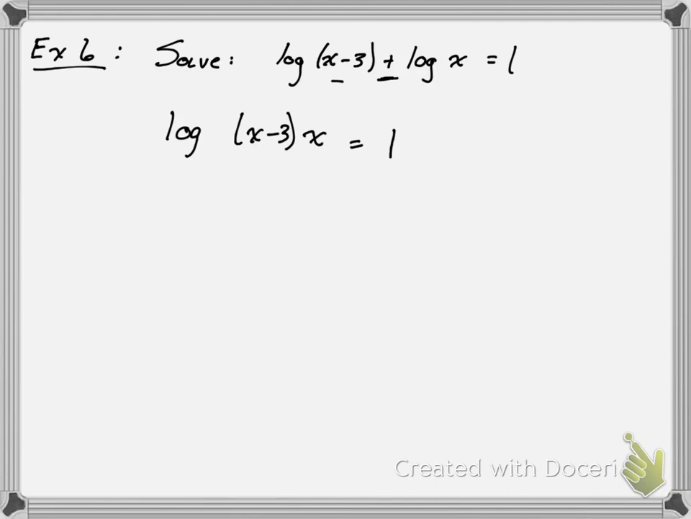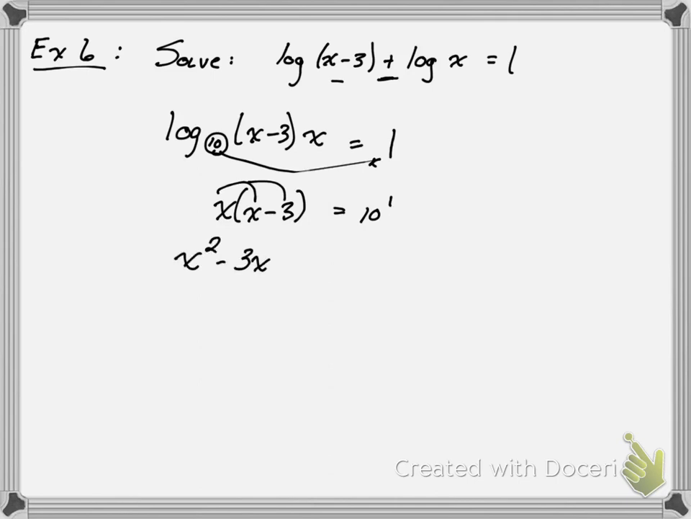Okay, well, what do I do with the x? Let's get rid of the log first, and make this simpler. Again, remember, base 10, cross the river, 1. So x times x minus 3 equals 10 to the first power. Okay, how do I solve? Well, again, distribute the x through. You get x squared minus 3x equals 10. It's a quadratic, so I have to bring the 10 over. Subtract 10 from both sides: x squared minus 3x minus 10 equals 0.